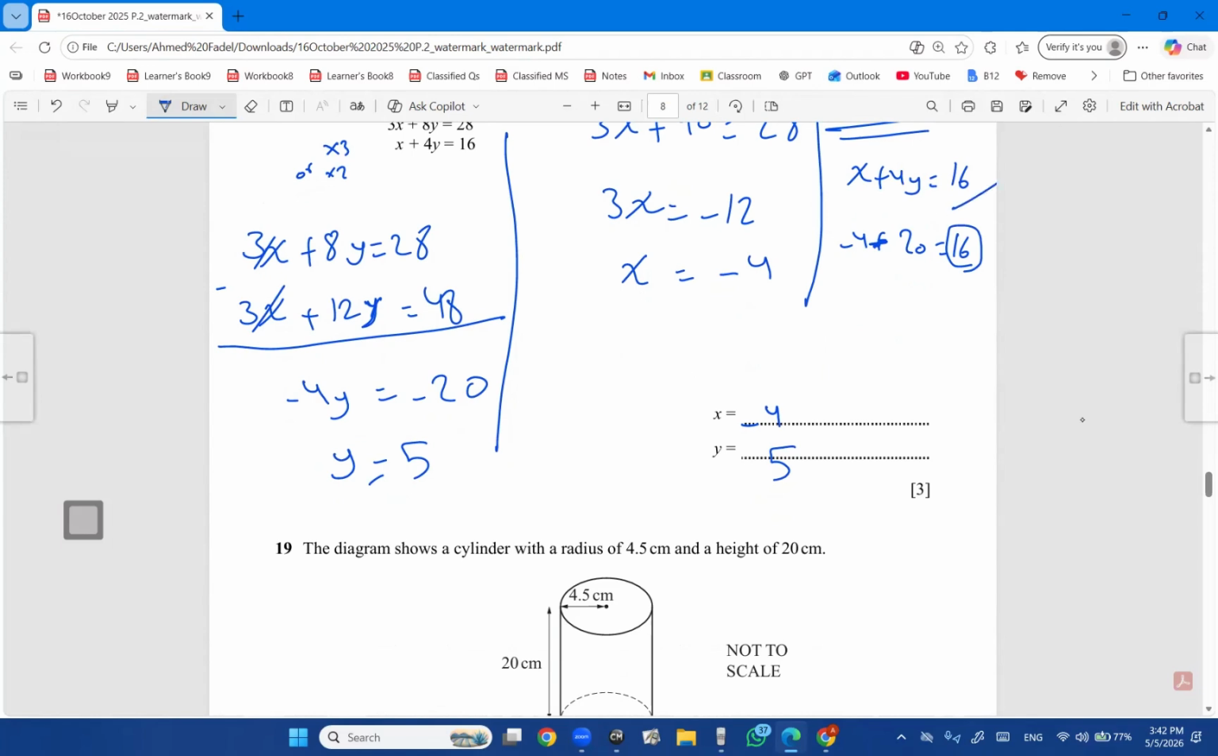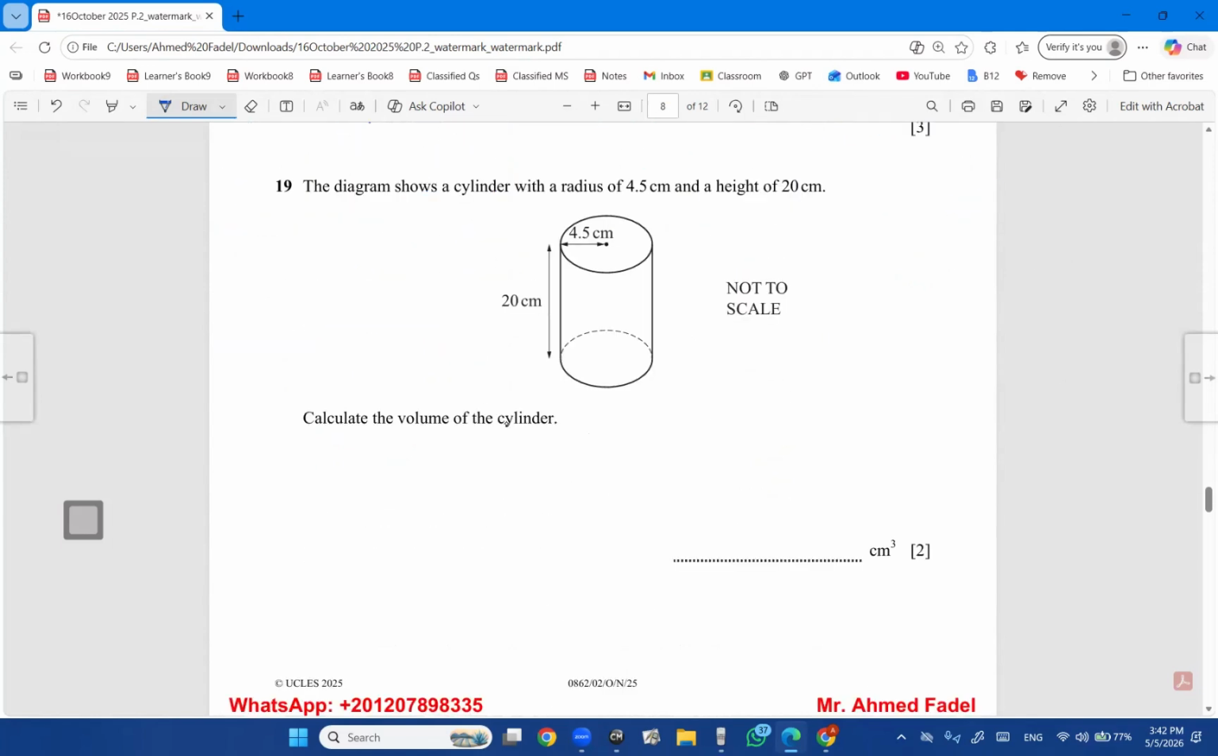It worked. They wanted the volume of this cylinder. Volume equals area of cross-section multiplied by height. Okay, area of cross-section is what? Pi r squared, which is what? R squared is 4.5 squared. Then multiply by the height.